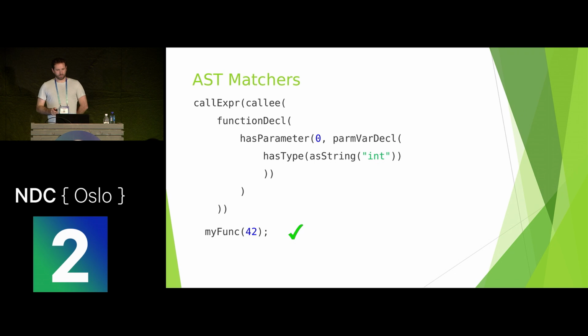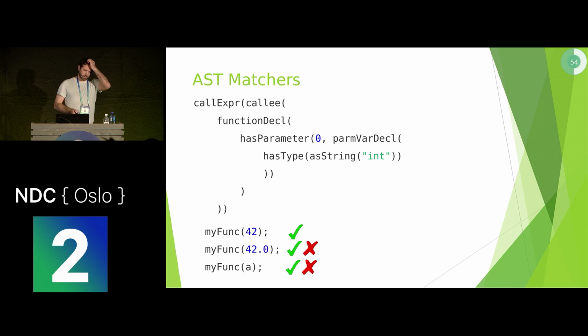Just another example. Here again, I'm looking at the parameter of the function, and I'm saying if that has the type int, then take it, otherwise discard it. And it's function calls, again, that I'm looking at, not function declarations, as a top-level matcher. So myfunc42, that's obviously going to match.